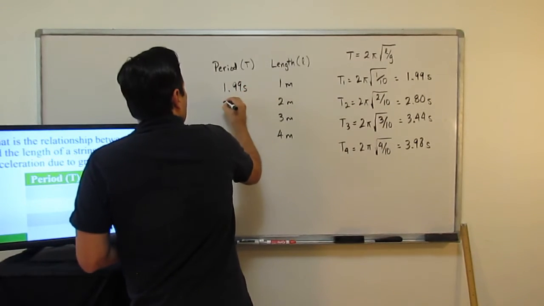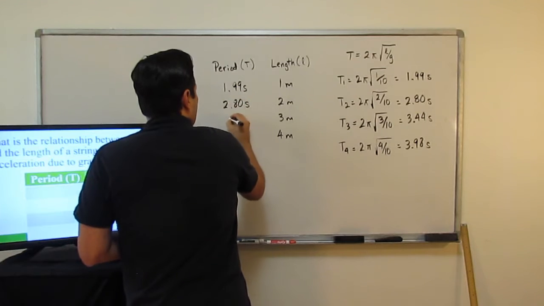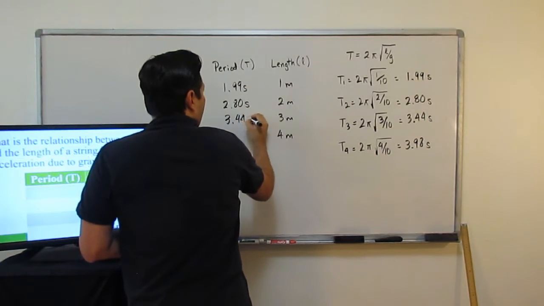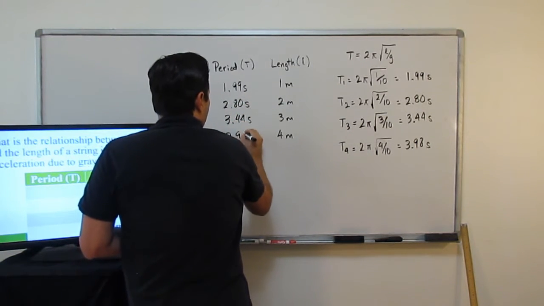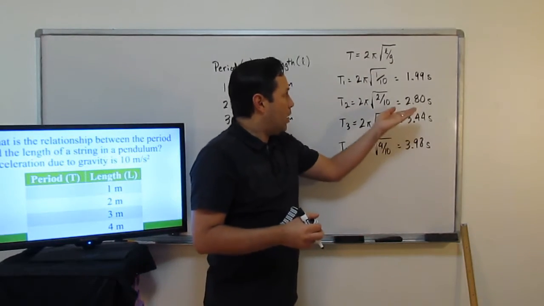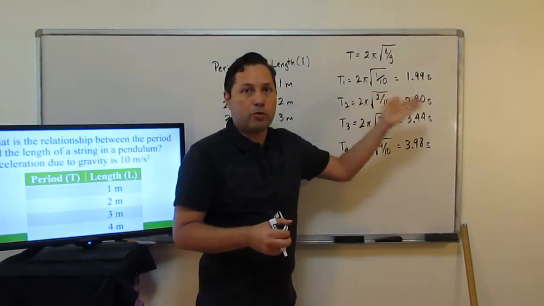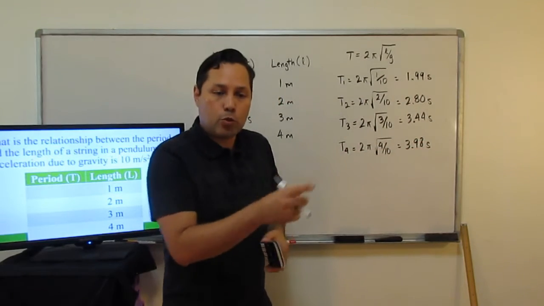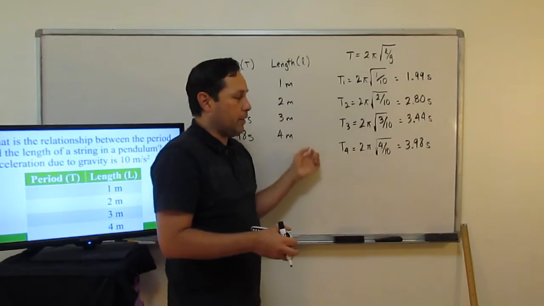Alright, so those are our values. 1.99, 2.80 seconds, 3.44 seconds, and 3.98 seconds. So we use our formula for the period of a pendulum to go ahead and figure out how long it will take it to swing back and forth at these lengths.